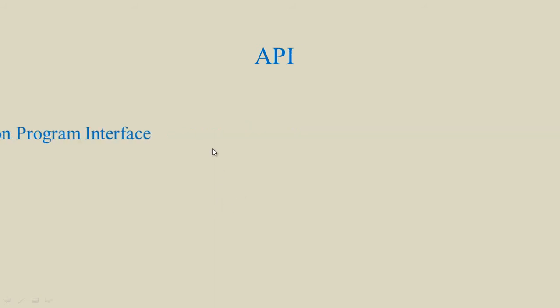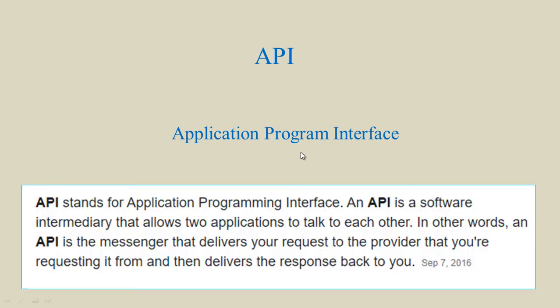API, Application Program Interface. API stands for Application Program Interface. An API is a software intermediary that allows two applications to talk to each other. In other words, an API is the messenger that delivers your request to the provider that you are requesting it from and then delivers the response back to you.